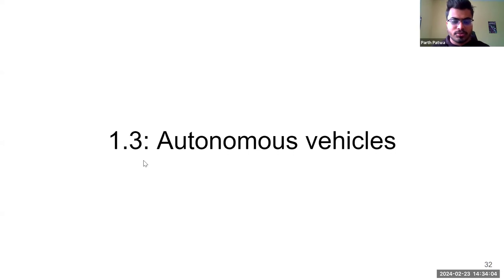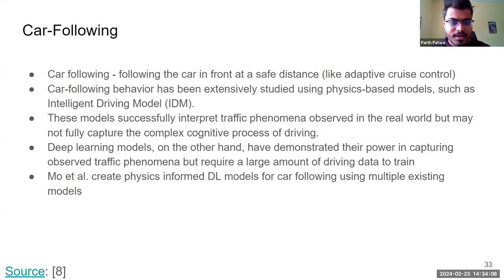Now I'd like to move to autonomous vehicles. One problem statement in autonomous vehicles is car following, where our vehicle needs to follow the car in front at a safe distance. For example, in most cars, there is adaptive cruise control. And it has been studied through physics-based models, where the input is the velocity, difference in velocity, and the positions. And we have to get the acceleration of the cars.